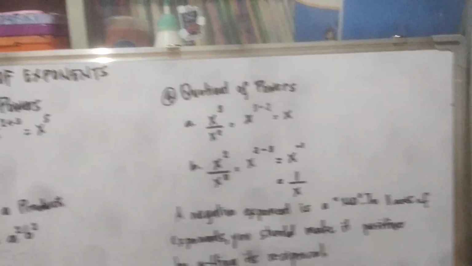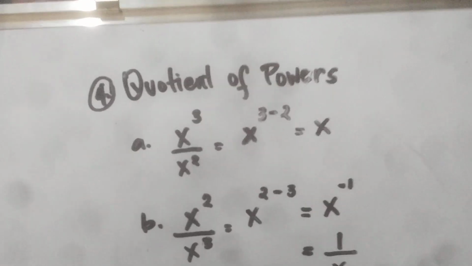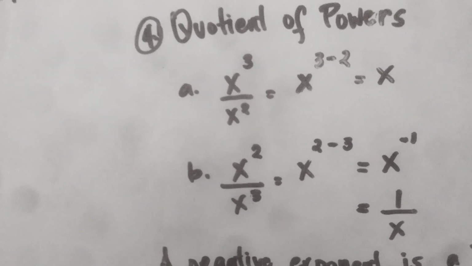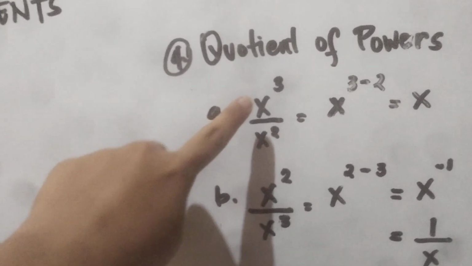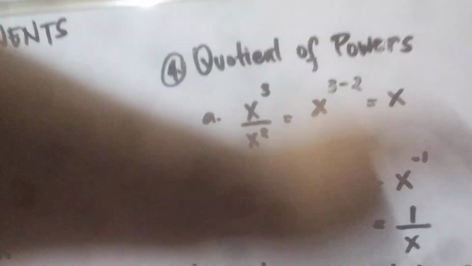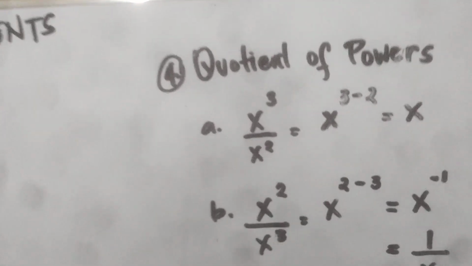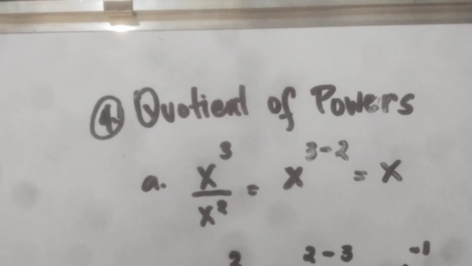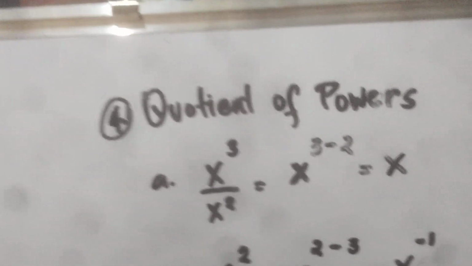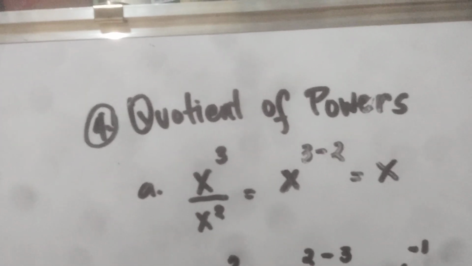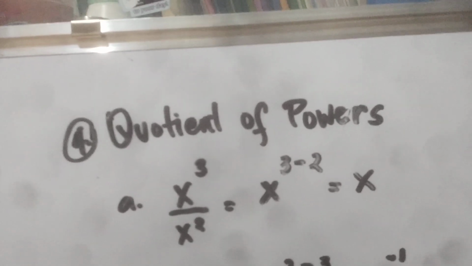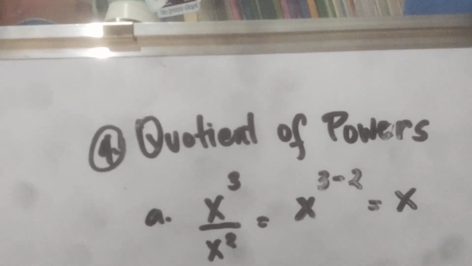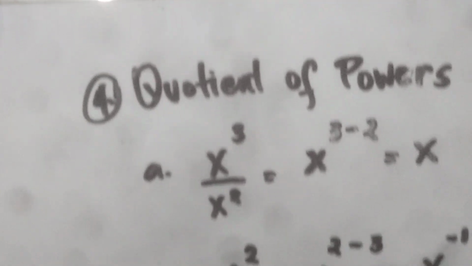Okay, and the fourth one is called quotient of powers. We have letters A and B. For letter A, the exponent of the numerator is 3 and the denominator's exponent is 2. So what happens with this? We just copy the base x and then we subtract. 3 minus 2 is equal to 1. So our final answer is x and the exponent is 1, of course. No need to write it.